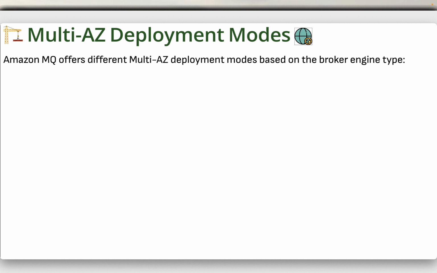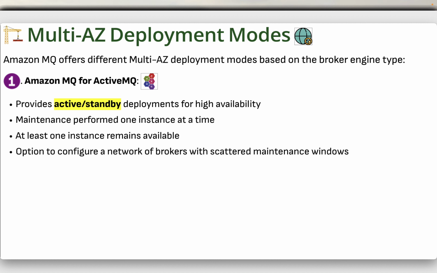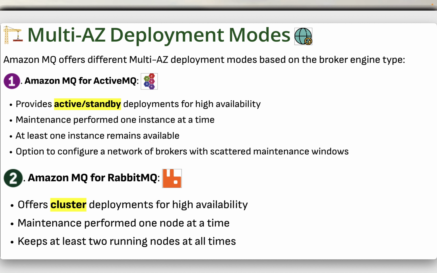Multi-AZ deployment modes. Amazon MQ offers different multi-AZ deployment modes based on the broker engine type. So first one is Amazon MQ for ActiveMQ. ActiveMQ provides active standby deployments for high availability and maintenance performed one instance at a time, and at least one instance remains available, and there is an option to configure network of brokers with staggered maintenance windows. And the second technology, which is RabbitMQ. RabbitMQ offers cluster deployments for high availability, maintenance performed on one node at a time. This keeps at least 2 running nodes at all times.